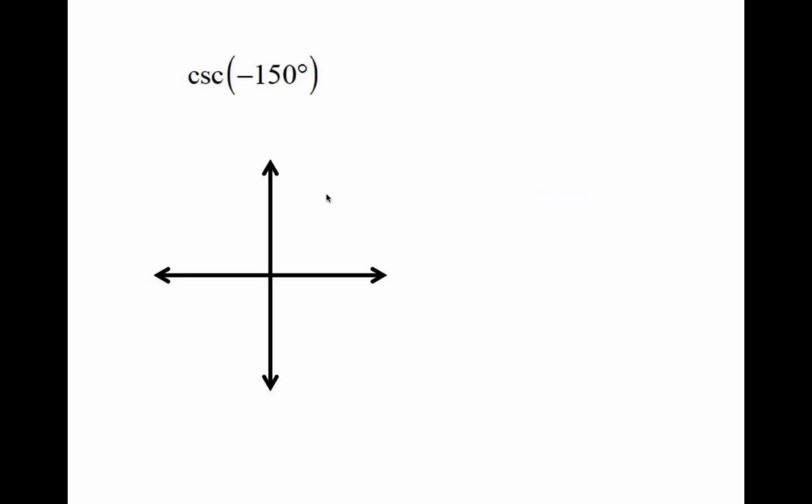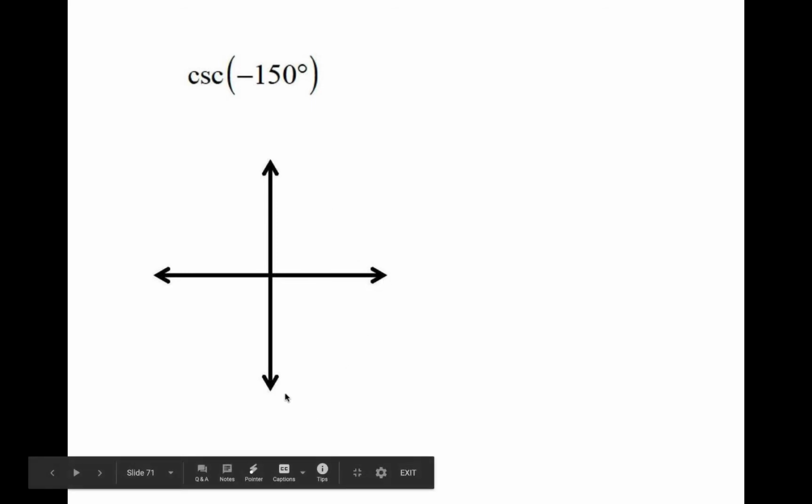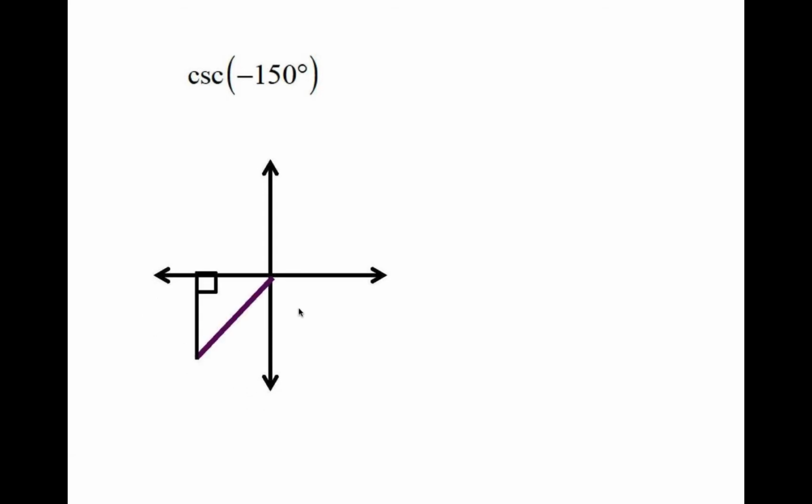Okay, this one is the negative angle, which means I'm going to go clockwise 150 degrees. So we have 90, 180. So it's between 90 and 180. If this is 150 degrees, the angle in the triangle has to be 30 to make 180. Opposite the 30 is 1. Opposite the hidden 60 is root 3, and the hypotenuse is 2. Left is negative, down is negative.